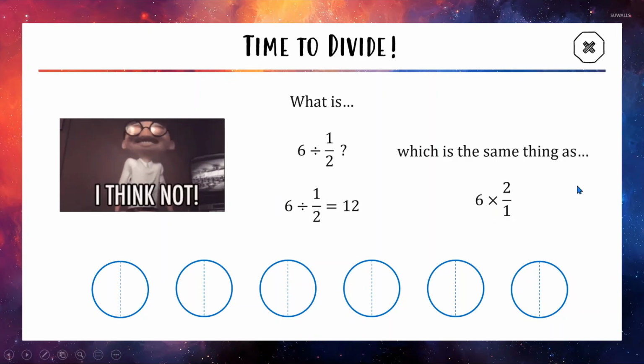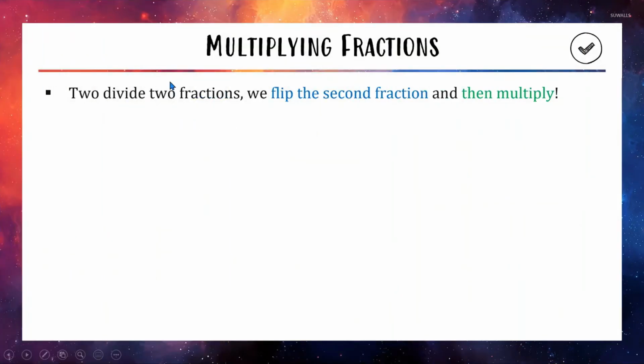So there is our trick. We're going to write that down. To divide two fractions, we flip the second fraction, not the first fraction. We always flip the second fraction and then we multiply.